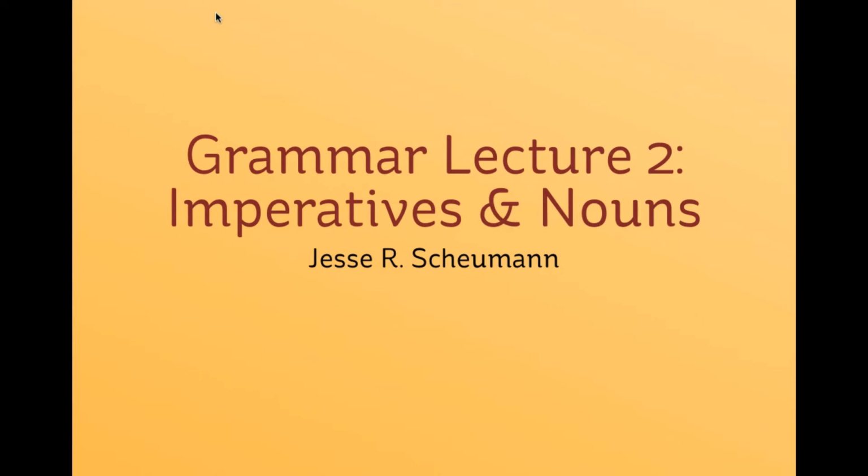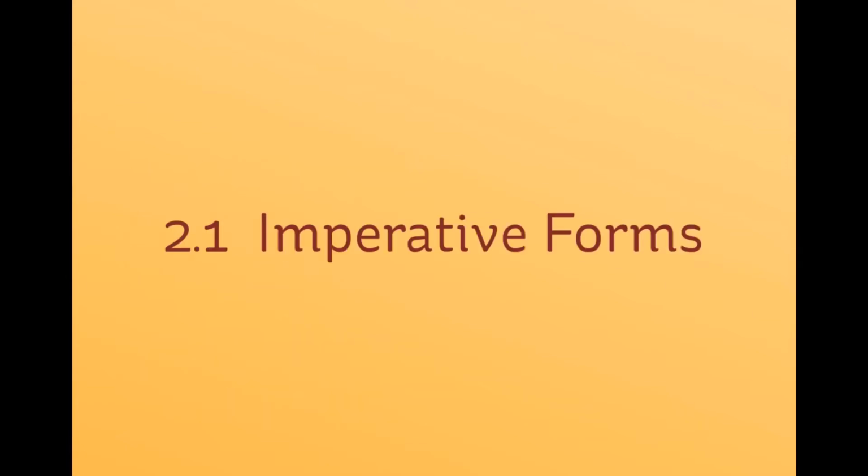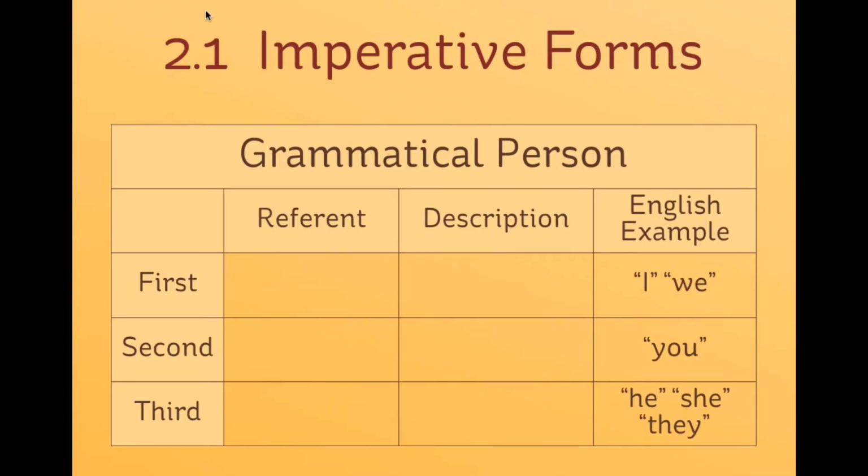Today we'll be looking at imperatives and nouns. First, we'll look at the four forms of the imperative, then singular nouns, and then three things related to nouns: the article, object marker, and conjunction vav. First, the imperative, after we look at a couple grammatical terms.